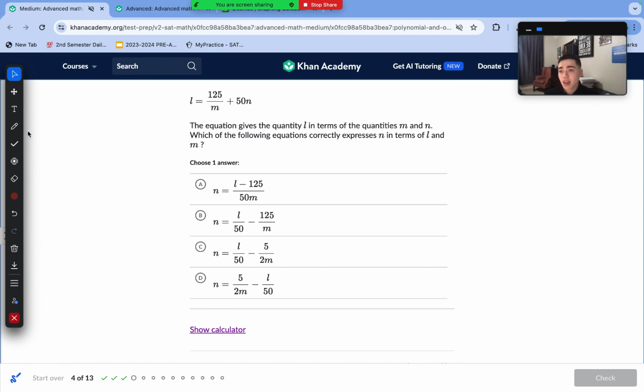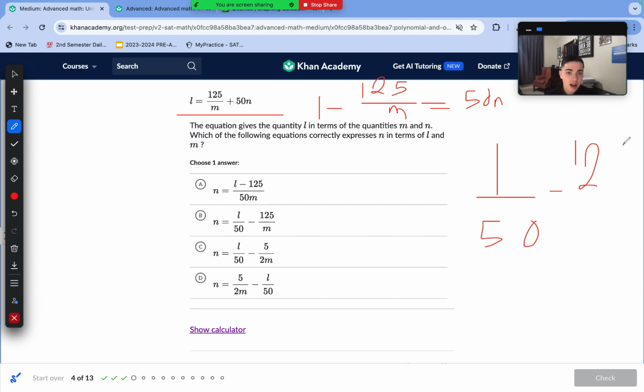Okay, with this equation, once again, we have an expression and we need to isolate it in terms of n, so we need to get the n by itself. First step in doing that is subtract 125 over m from both sides. Now we have L minus 125 over m equals 50n. Now we just divide everything by 50. So we have L over 50 minus 125 over 50m equals n, and this matches answer choice A. We could write them under 2 denominators or just under 1. Both are a correct format.